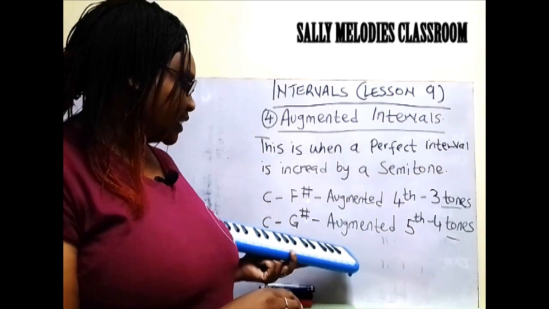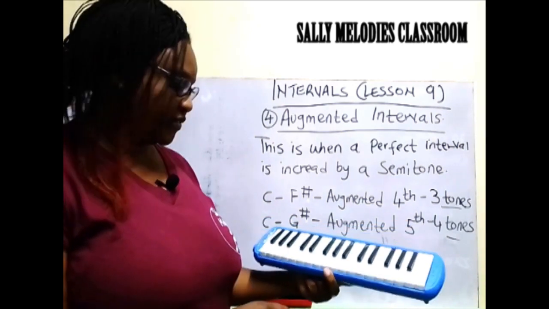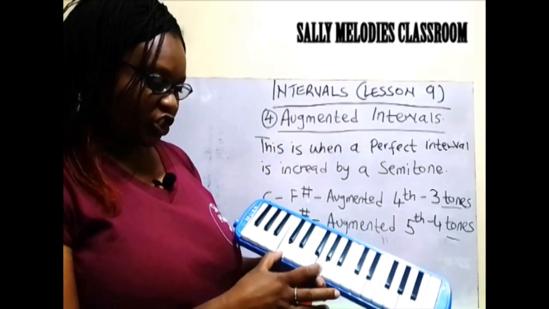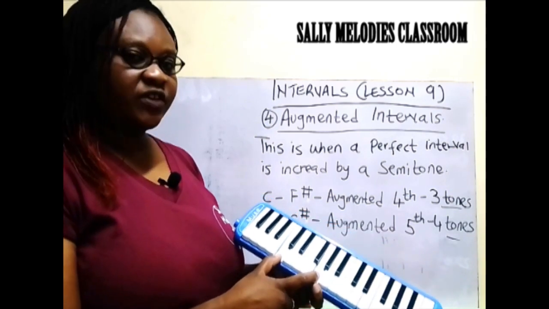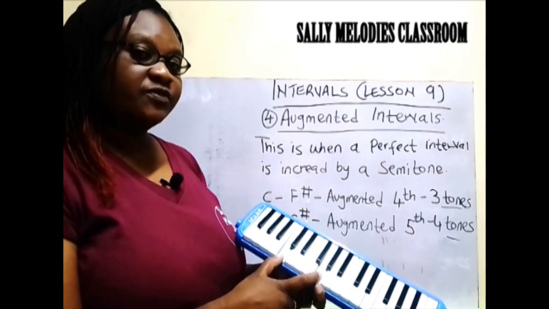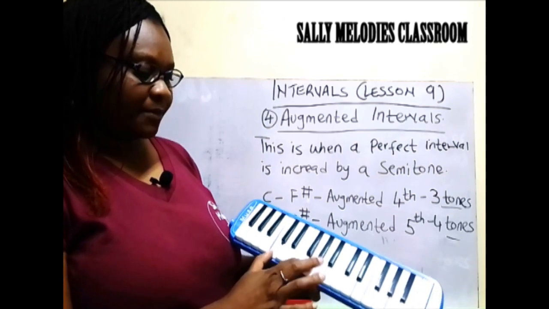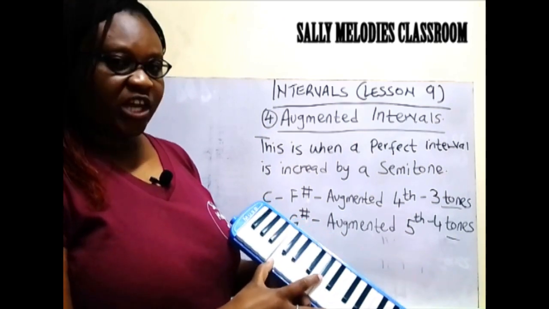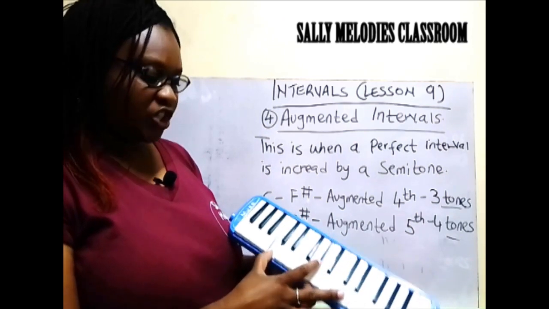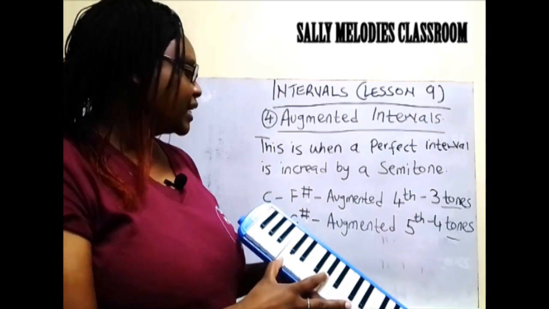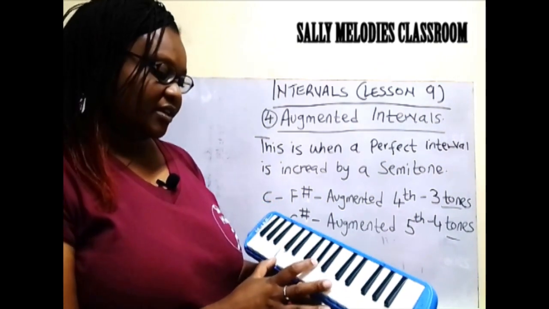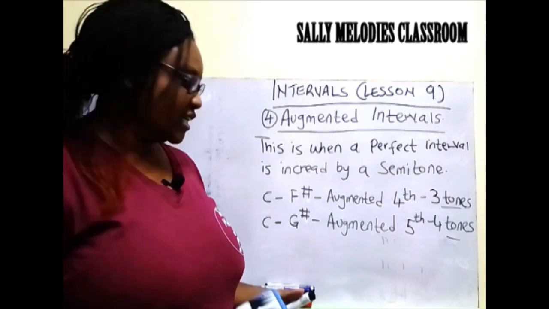Let's take the other example. Augmented fifth. You come from C to G. That is a perfect fifth. But when you come here, G sharp, it becomes an augmented fifth. Those are the qualities of intervals.